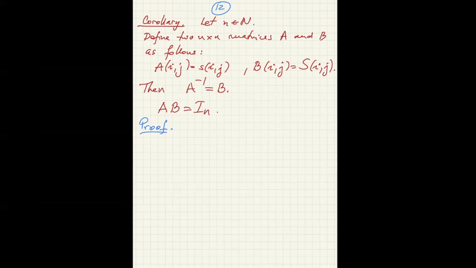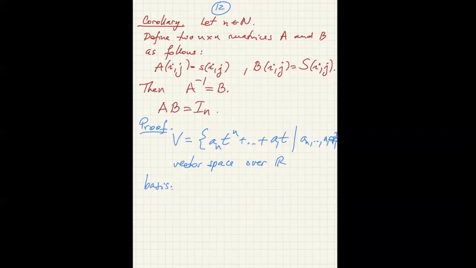We look at the following vector space, the vector space of all polynomials in t that have degree at most n. So you have a_n t to the n, and they have no free term. You can include the free term if you want, but this is fine as it is. So a_1 through a_n real numbers. So this is a vector space over R, and the dimension of it is n, and you have one obvious basis, which is t to the n all the way to t to the power 1.